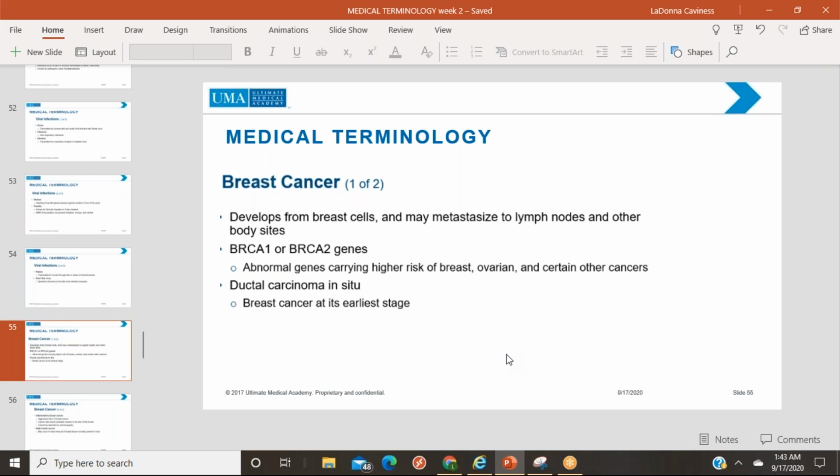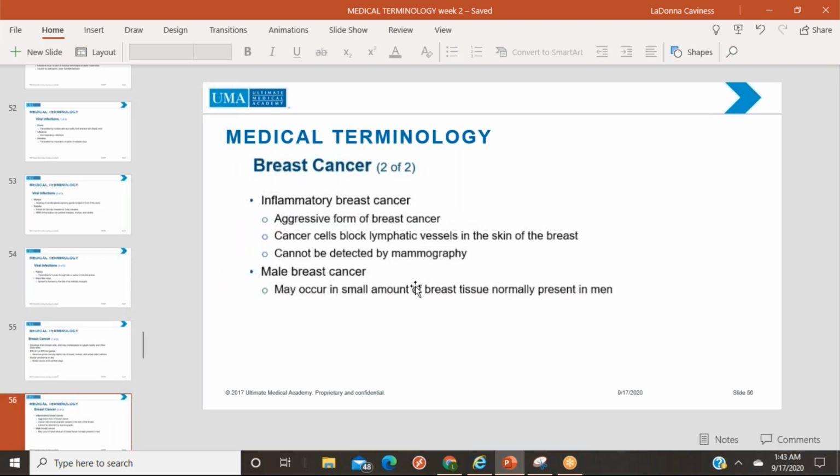Ductal carcinoma in situ, breast cancer at its earliest stage. Inflammatory breast cancer is an aggressive form of breast cancer. Cancer cells block lymphatic vessels in the skin of the breast and cannot be detected by mammography. Male breast cancers may occur in the small amounts of breast tissue normally present in males.